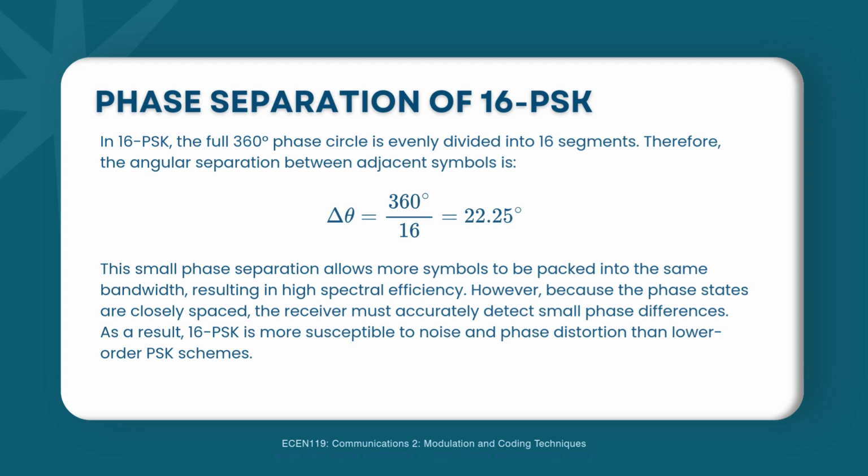However, the close spacing between the phase states means that the receiver must distinguish very small phase differences. Noise, interference, and phase distortion can easily cause the received signal to be misinterpreted as a neighboring symbol. 16 PSK is more susceptible to noise than lower order PSK schemes such as BPSK and QPSK, and therefore requires a higher signal-to-noise ratio, or SNR, for reliable operation.